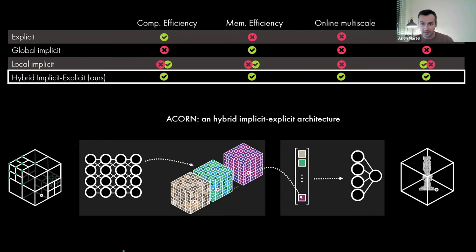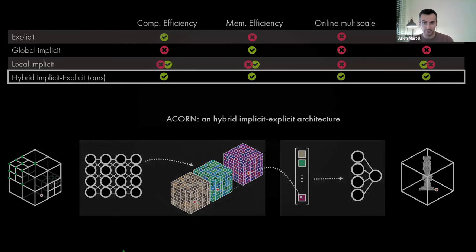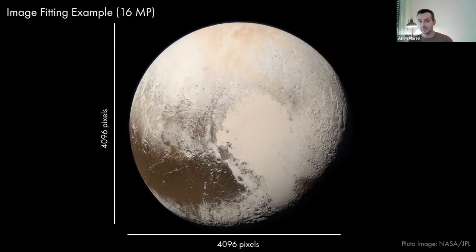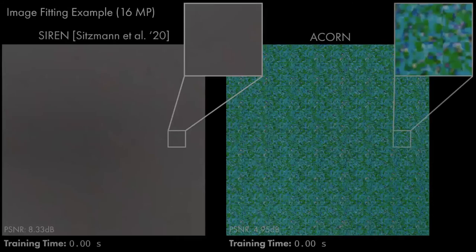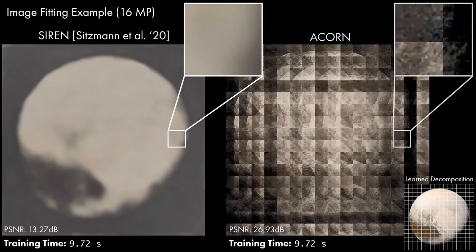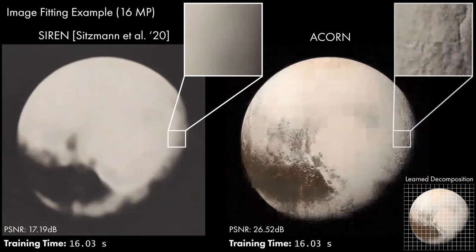And this is what it looks like schematically, but we're going to go over that quickly. And we'll show that not only can the ACORN architecture fit signals better than simpler architectures like SIREN or local implicit representations, but it's also much, much faster, as demonstrated in those first results.